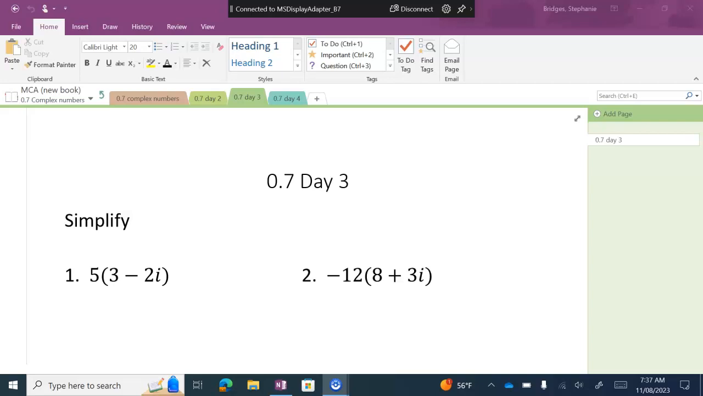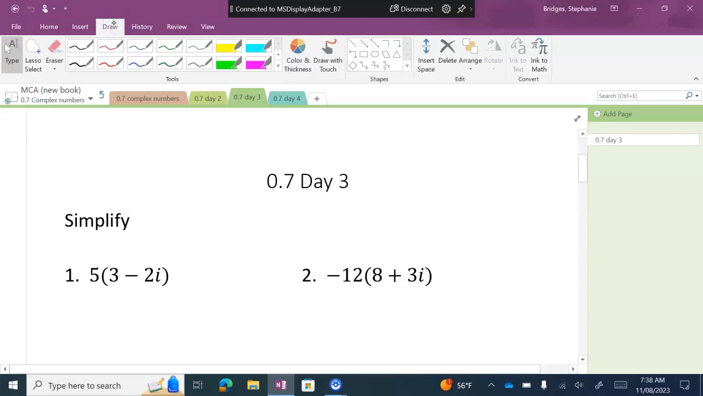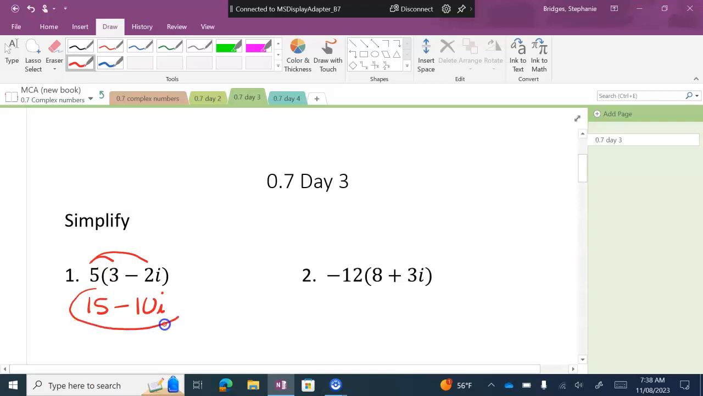But for starters, on both 1 and 2, we have a number in front of our parentheses and then a binomial in the parentheses. So we're just going to take that number and do what with it? Distribute, right? Multiply it by both terms inside. So I'm going to take that 5 and multiply it by that 3. That's going to give me 15. Then I'm going to take that 5 and multiply it by that negative 2i, and that's going to give me a negative 10i. Is there anything else that can be done there? No. Okay. So we'll leave it just like that.